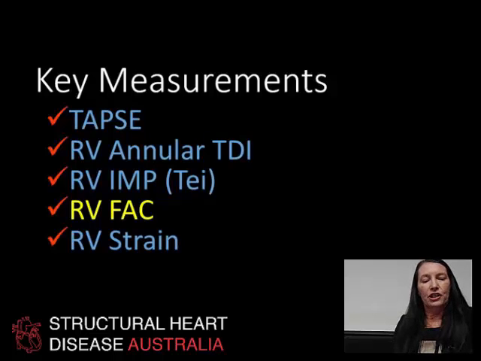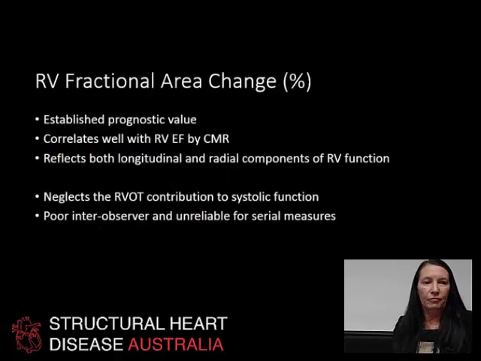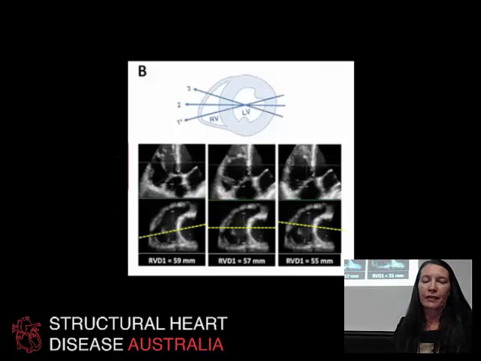The fractional area change is basically the surrogate for LV ejection fraction. It has established prognostic value and correlates well with CMR and reflects both longitudinal and radial components of RV function. Unfortunately, it neglects the RVOT contribution to systolic function, and there's poor inter-observer reliability for serial measures. And I'll show you why.